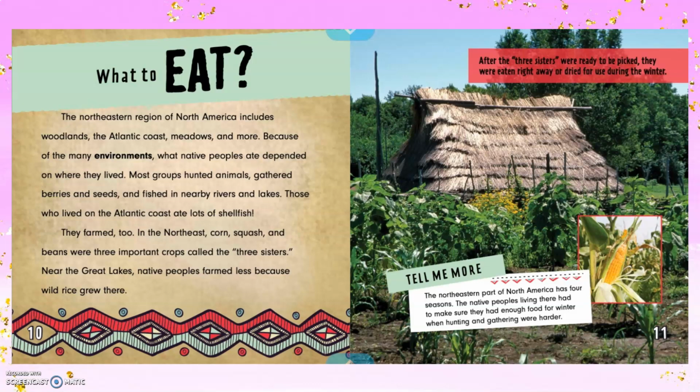Most groups hunted animals, gathered berries and seeds, and fished in nearby rivers and lakes. Those who lived on the Atlantic coast ate lots of shellfish. They farmed too. In the Northeast, corn, squash, and beans were three important crops called the Three Sisters. Near the Great Lakes, Native peoples farmed less because wild rice grew there.